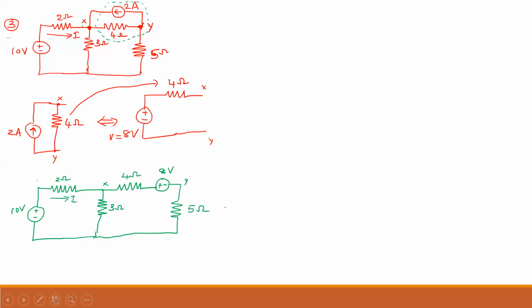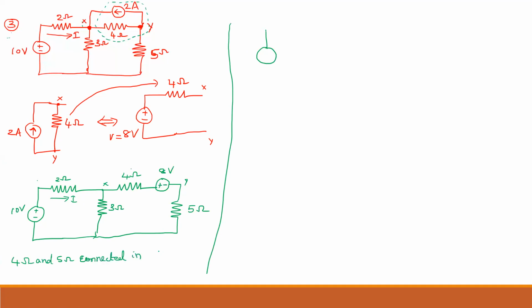Now, whenever you transform, definitely you will have one series-parallel simplification. So we have to complete that. Is any series-parallel combination there? Yes. 4 ohm and 5 ohm are connected in series. Then the resultant R equivalent will become 4 plus 5, which is 9 ohm. We will replace that with a 9 ohm resistor.